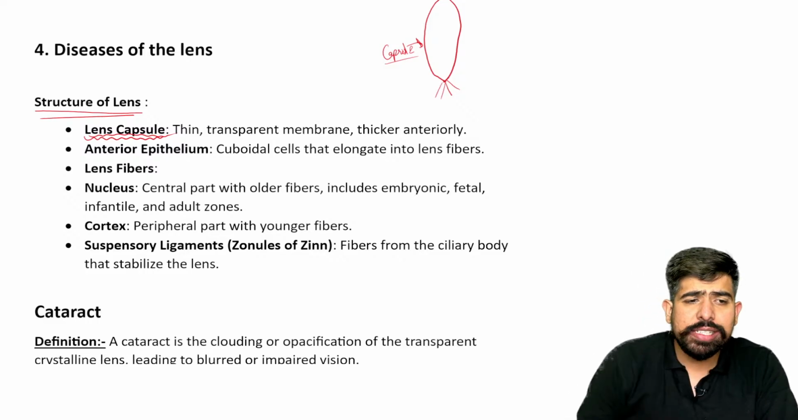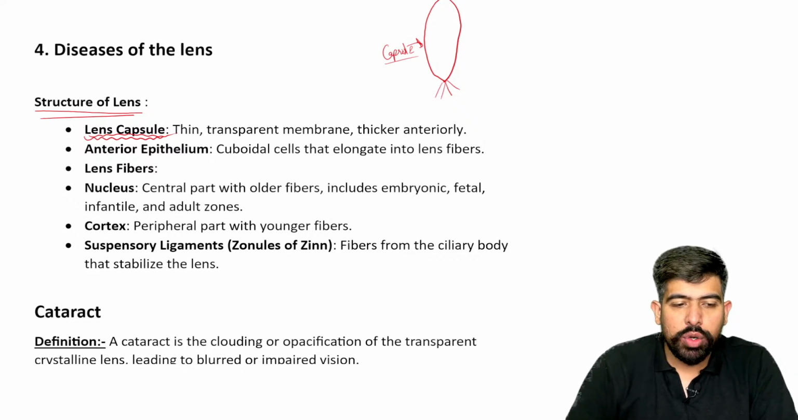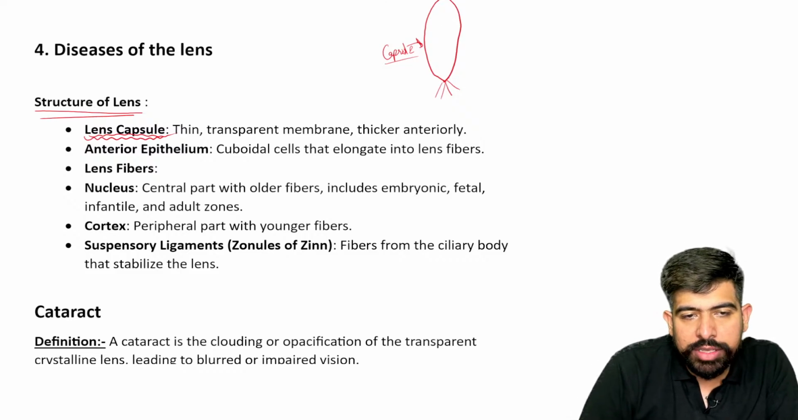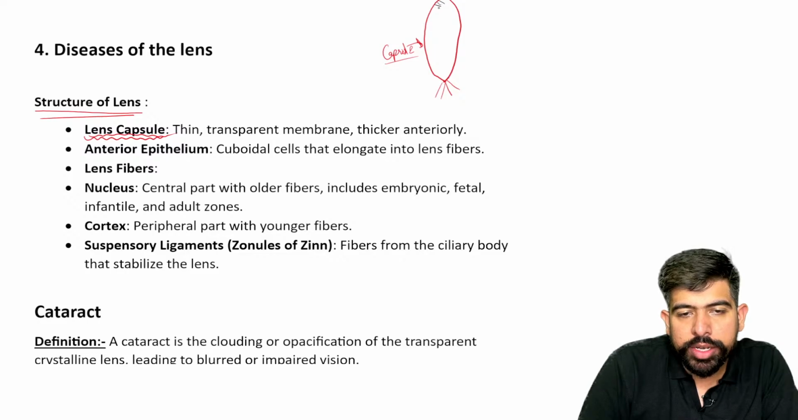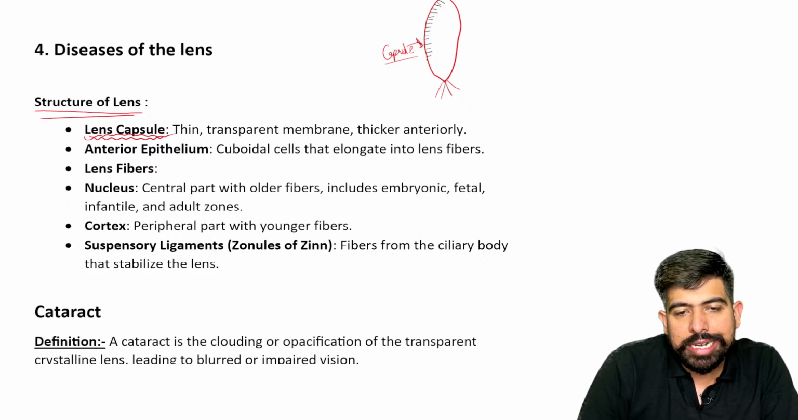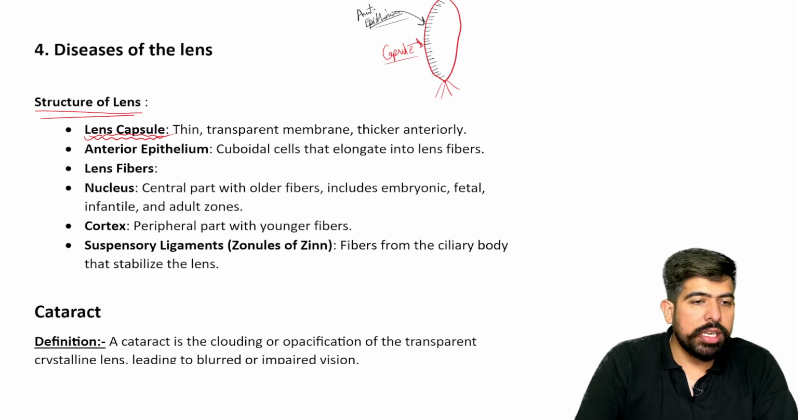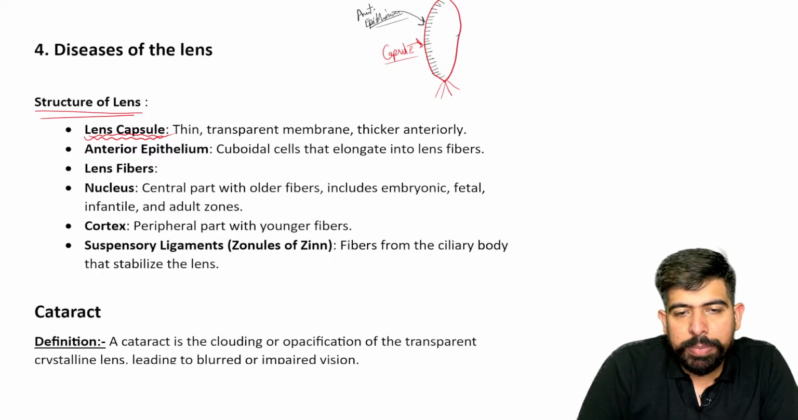Now the second thing we have to talk about is the anterior epithelium. Guys, epithelium, you know, is the outermost layer. Anteriorly we have the epithelium over here. So in the anterior part, we have the anterior epithelium. Now you are asking, sir, if the epithelium is on the anterior side, what about posteriorly? Please mention here: posteriorly, no epithelium.